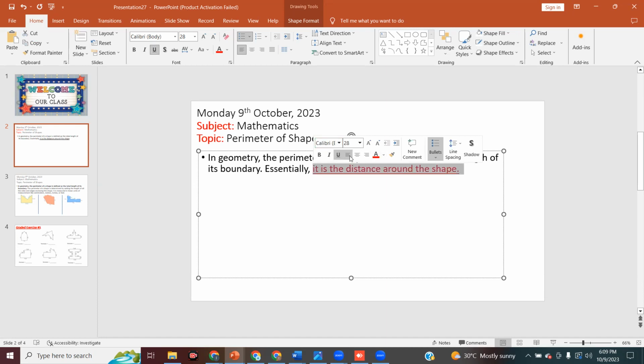So what is the perimeter by definition? What is the perimeter by definition? Anyone can answer? What is the perimeter? It is the distance around the shape. The distance around the shape. Very good. The distance around the shape, or the distance around the object. The total length of its boundary. Okay. So say it again.